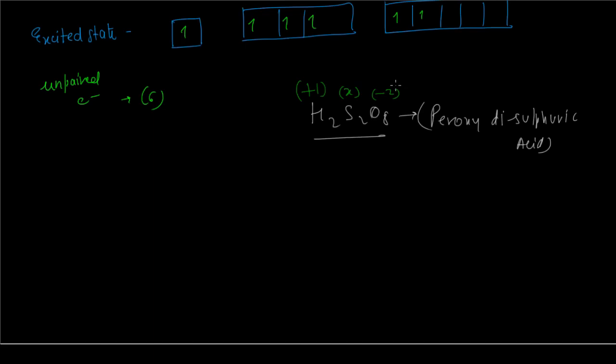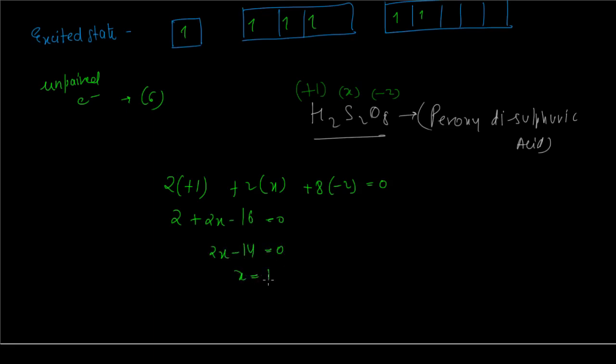Assume it's all -2, right? So let's do that. 2 into +1 plus 2 into X plus 8 into -2 should be 0. So you get 2 plus 2x minus 16 is equal to 0. 2x minus 14 is equal to 0. So x will come out to be +7. That's it, we got the sulfur oxidation number, right? It's correct, +7? No, it is wrong.